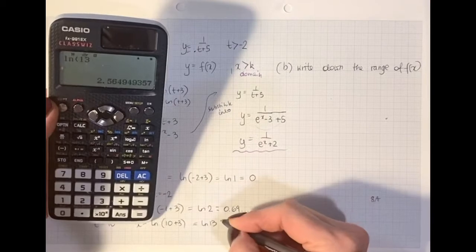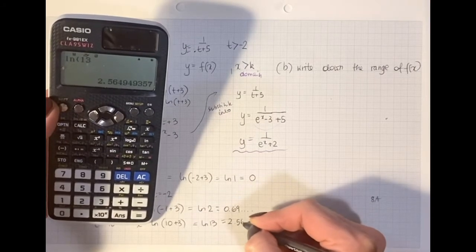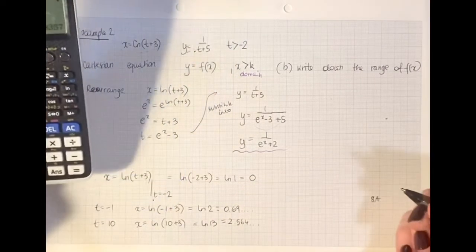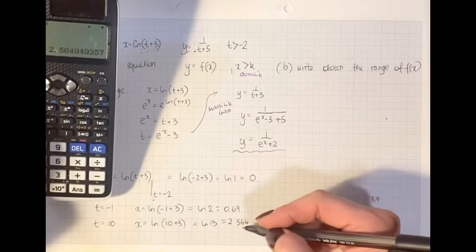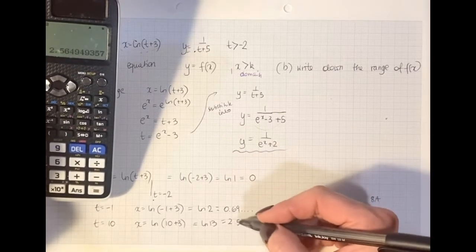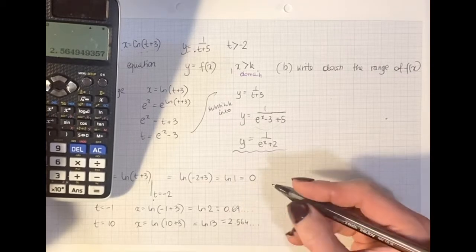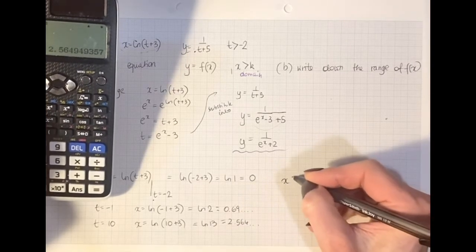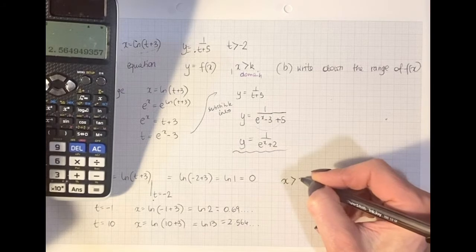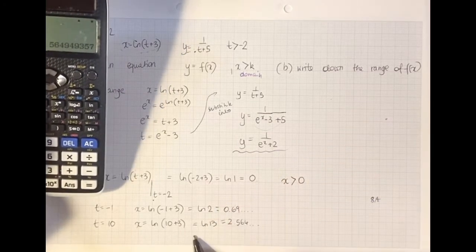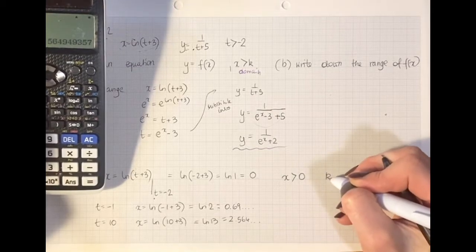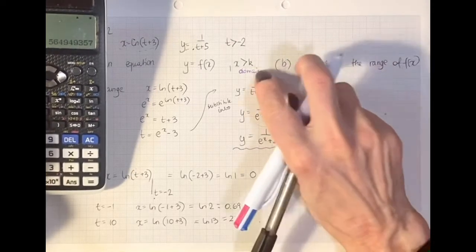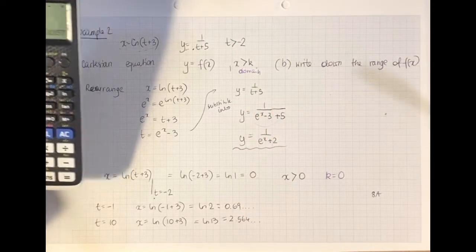Okay, a bigger number. If you remember, the ln function grows steadily, is an increasing function, but really slowly. So I'm confident those values are getting greater than 0. So x's are going to be greater than 0 because that's the cutting off point. So that tells me k is equal to 0, and that is the domain.